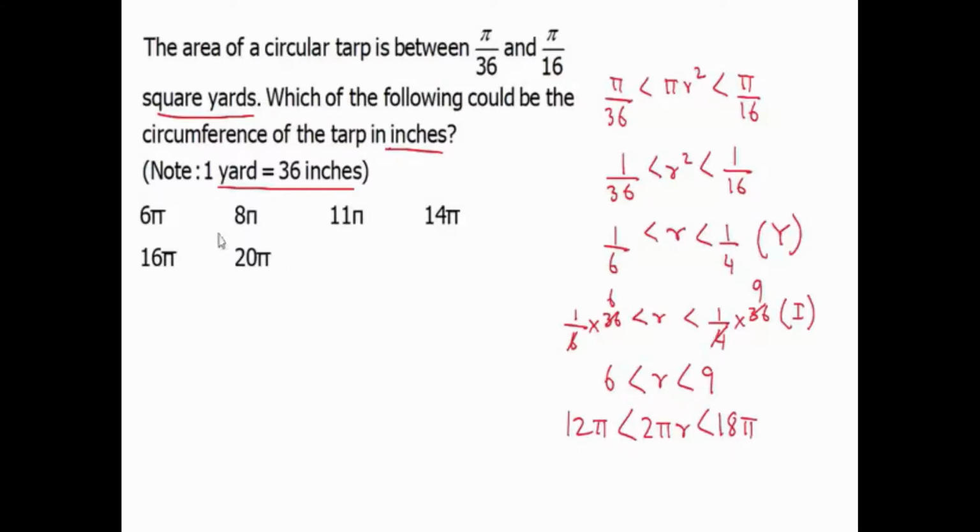Now let's look at the options. We have a 14 pi that works. We have a 16 pi that works. None of the other options would work. So these could be the circumference of the tarp in inches.